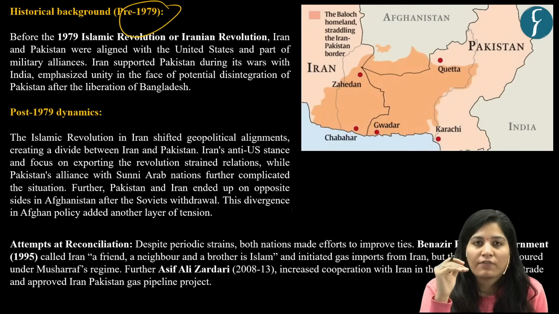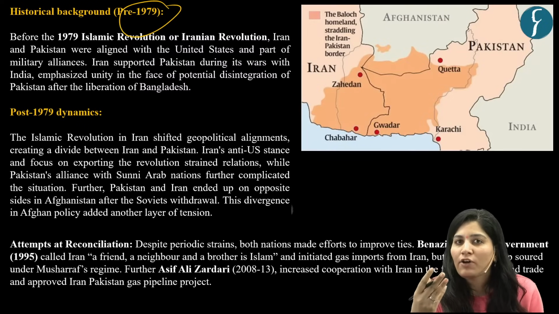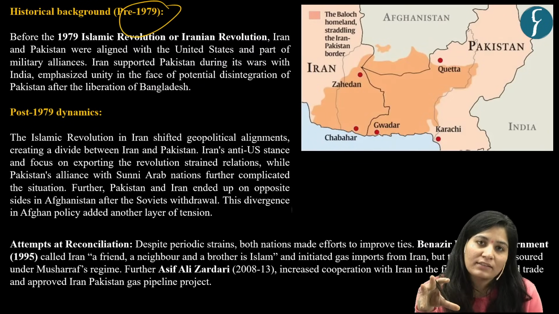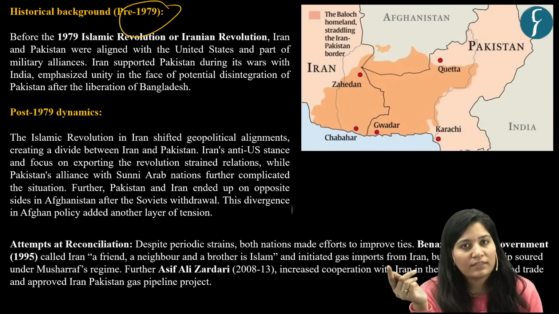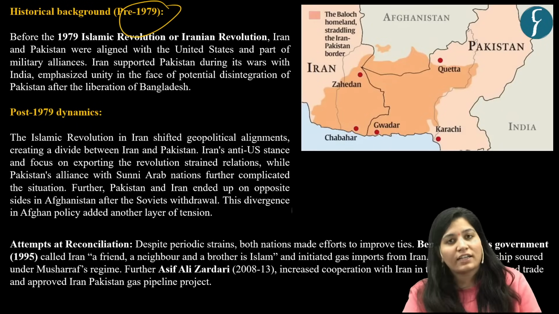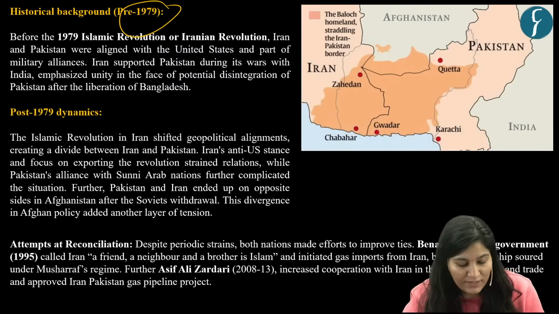Because of this revolution, Iran portrayed itself as a leader of Shia Muslims, and Pakistan backed the Saudi-led Sunni Muslim coalition. So Pakistan backed that group. So the relation between Iran and Pakistan dipped, and this is happening post 1979.